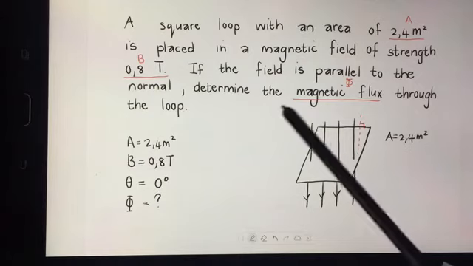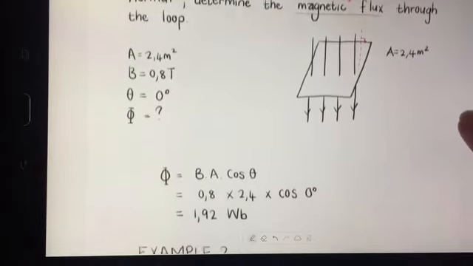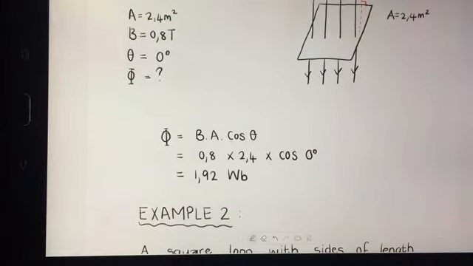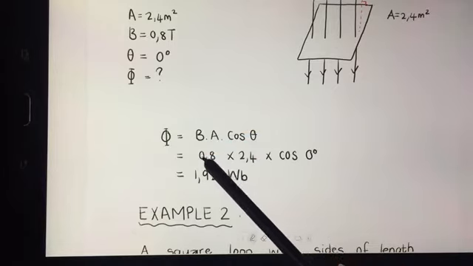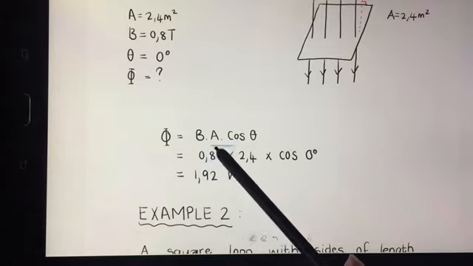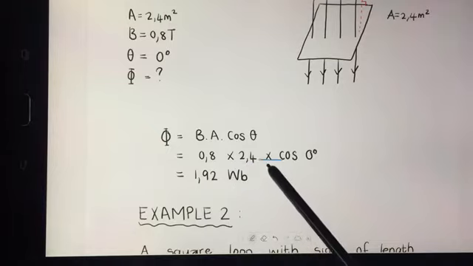And then they say determine the magnetic flux. So magnetic flux is what I want to work out. And as we've already said, magnetic flux is equal to BA cos theta. B is magnetic field strength given as 0,8. A is the area given as 2,4, cos 0 degrees, and the answer that I get is 1,92 Weber.